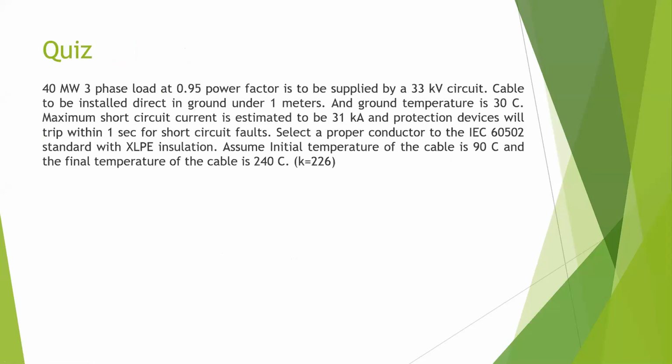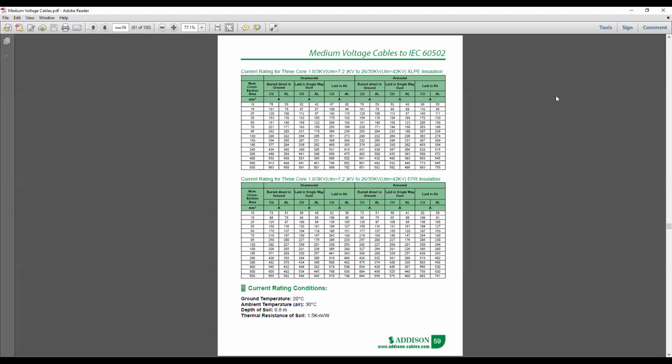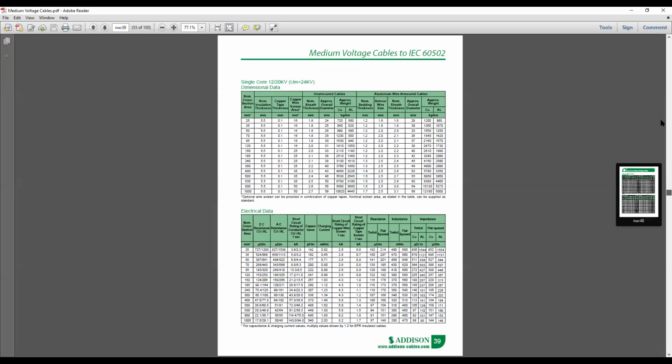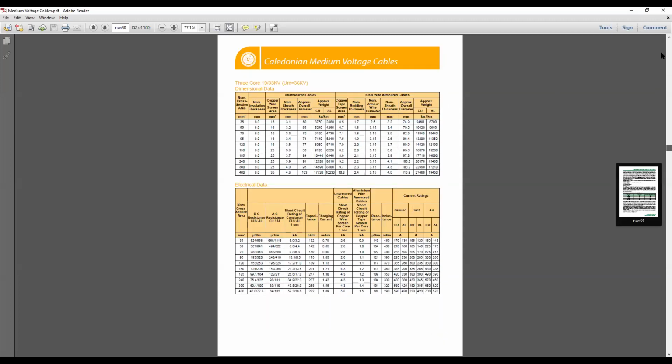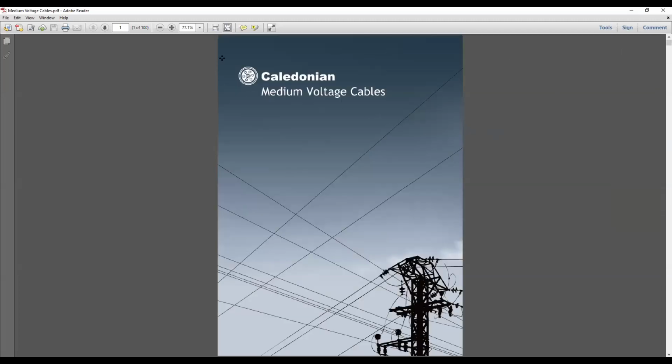Now we are coming to the quiz. Before going to the quiz, I have to give an introduction to your manual, which you are going to refer to for this example. So let me share it. I uploaded this document to CourseWeb. This is one of the manuals I obtained from the internet. I searched for a Sri Lankan one, but I couldn't find one from a Sri Lankan manufacturer. This one is very good because it has all the details you need.